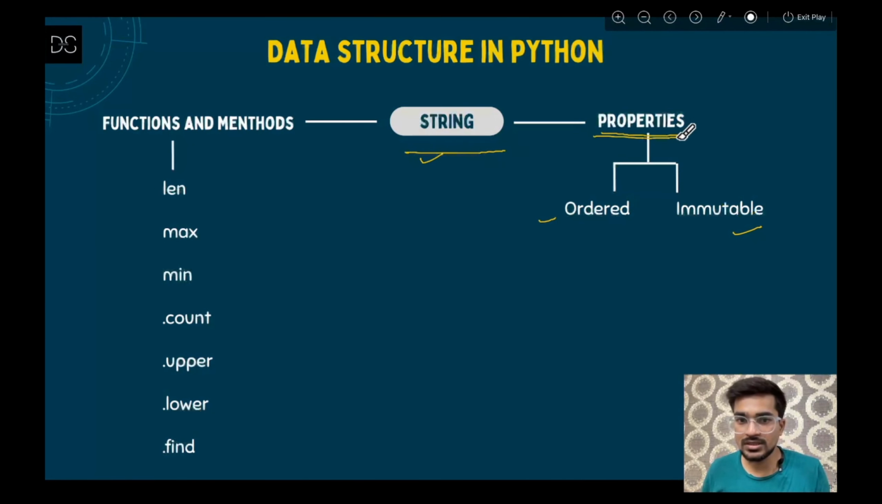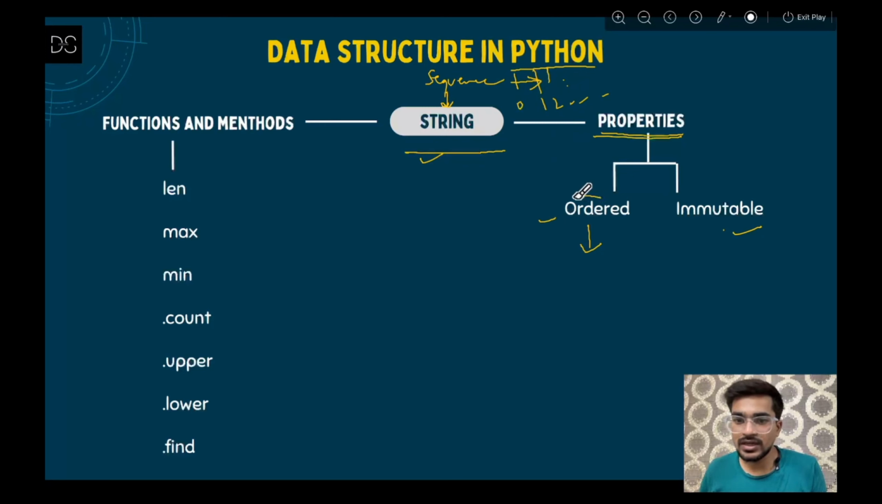string properties, that is ordered and immutable. Now the first property that is called ordered, you have already seen this, because string comes under what? Sequence data type. And what is sequence data type? I discussed this in the beginning, that sequence means having some order. That means every character in any string, let's say for Python, all have some indexes, like this one is 0, this one is 1, this is 2, dot dot dot, like that.